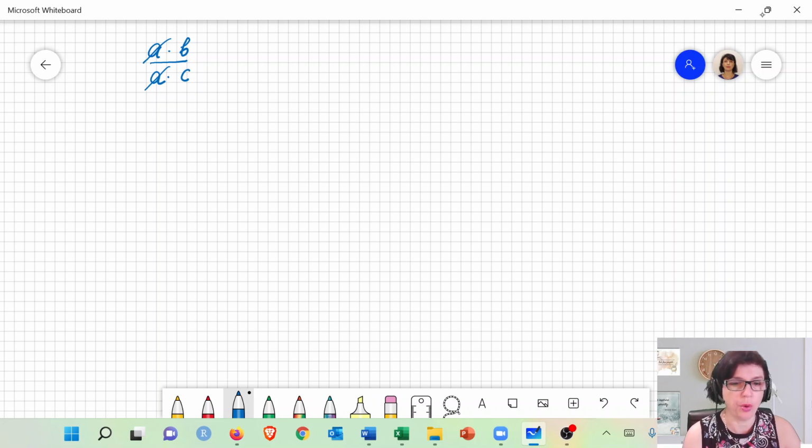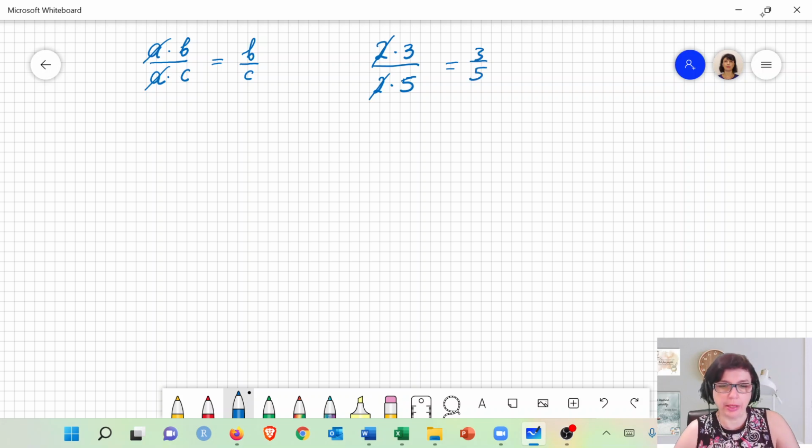So this is true all the time. So basically this will just be b divided by c. An example of that would be something like this. Let's say I have 2 multiplied by 3 and over here I have maybe 2 multiplied by 5. It turns out that 2 can just be canceled and the answer is 3 divided by 5. So you can check that out. That's actually not that hard to show.